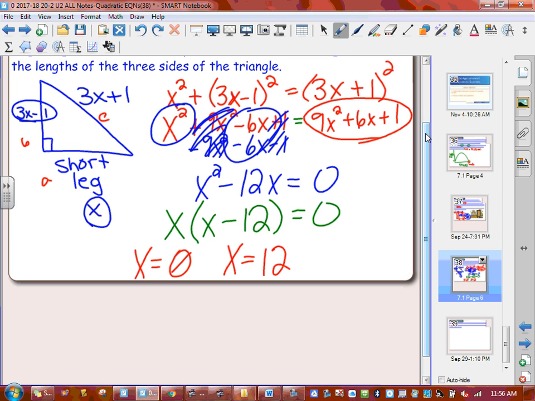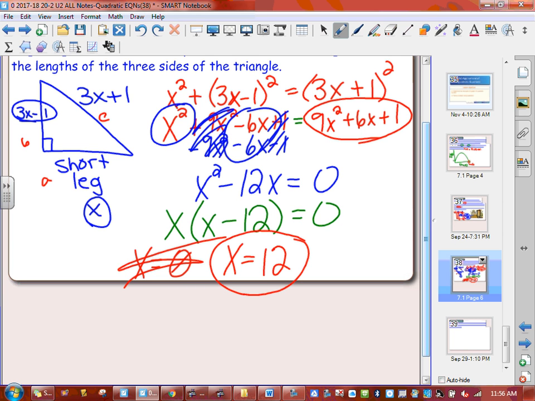Are you going to have a side length of a triangle that's 0? No. If you do, that means you don't have a triangle. You only have 2 sides. If the third side is 0, it means you don't have a third side. So we're not going to be using the 0 answer. We're going to be using the 12 answer.